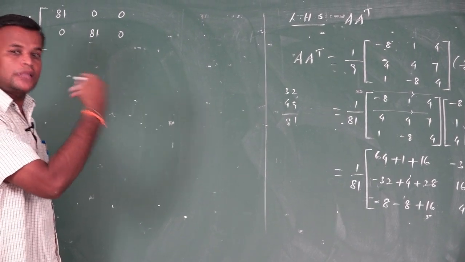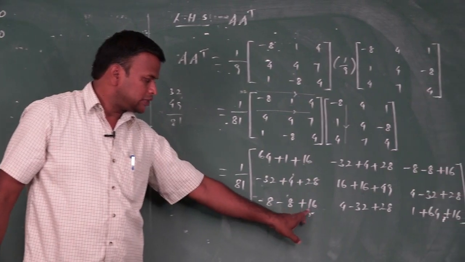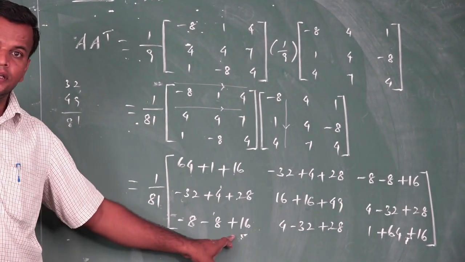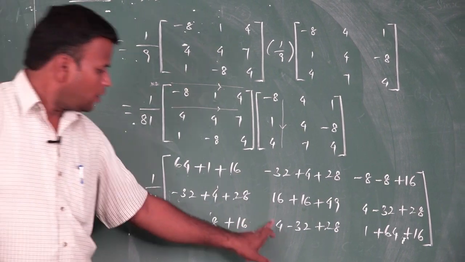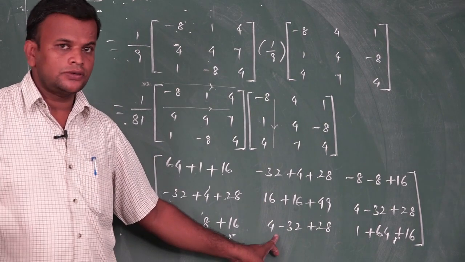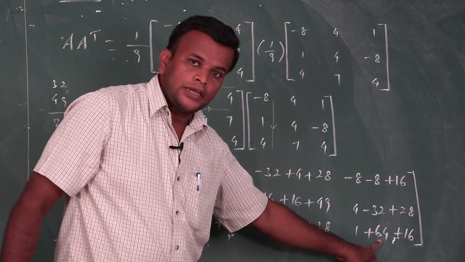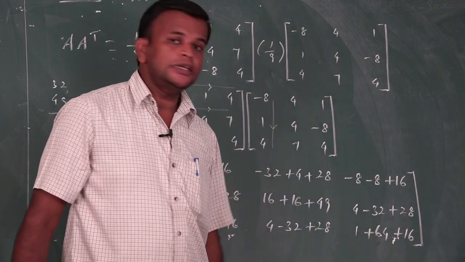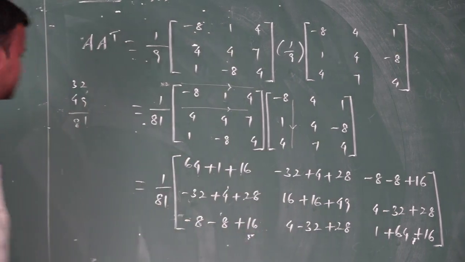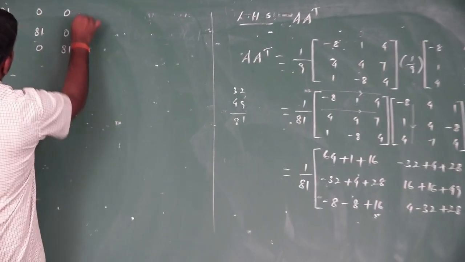Now we see the third row. Minus 8 minus 8 is minus 16 plus 16, which is 0. 4 plus 28 is 32, minus 32 is also 0. 1 plus 64 is 65, and 65 plus 16 is 81. So the third row is 0, 0, 81.